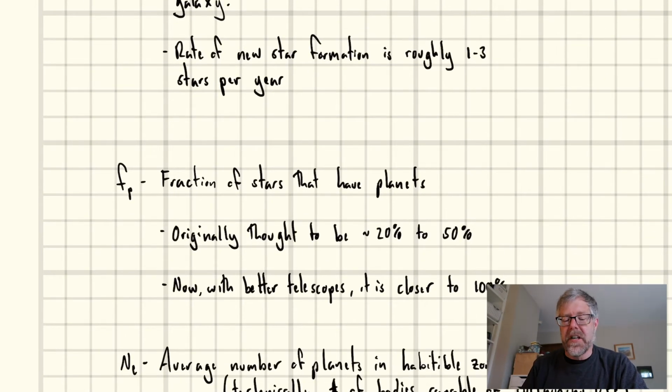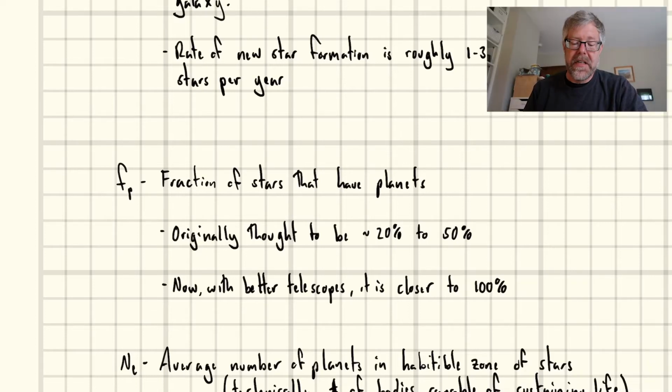fp is the fraction of stars that have planets. Up until a few years ago, no one really knew the answer to this because we couldn't see planets around stars. But now with Kepler and other telescopes, we can actually see planets going around stars. It was originally thought that maybe 20 to 50% of stars have planets, but now it's basically been shown that pretty close to 100% of stars have planets.